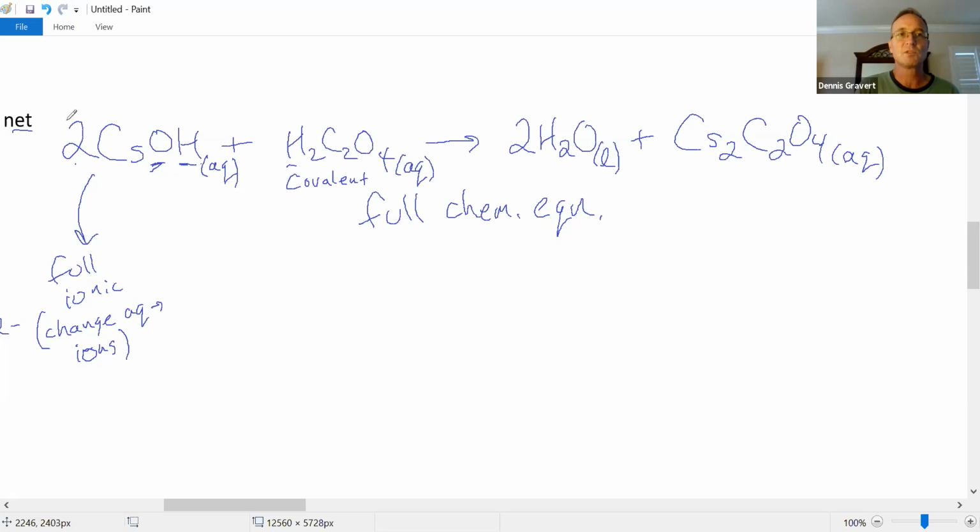For every CsOH molecule there is one Cs, but there were two molecules, so we have two ions that have a +1 charge. And then the hydroxide ions are swimming around in the water of the aqueous solution as OH minus. Now we need some help.